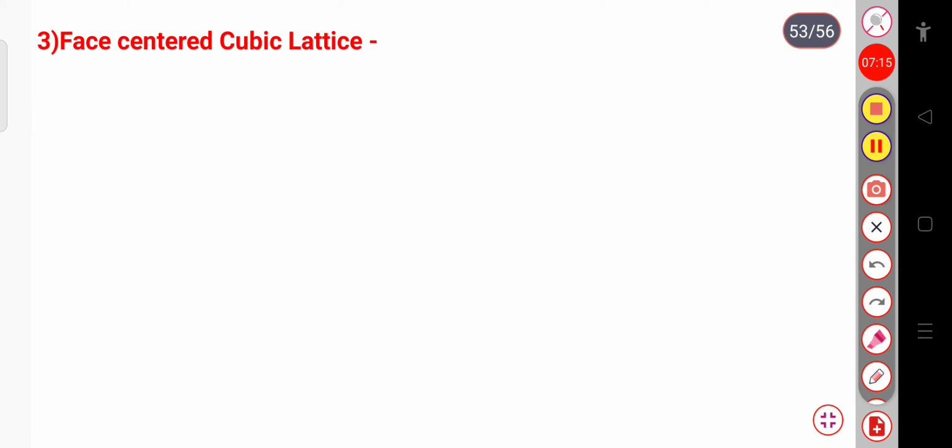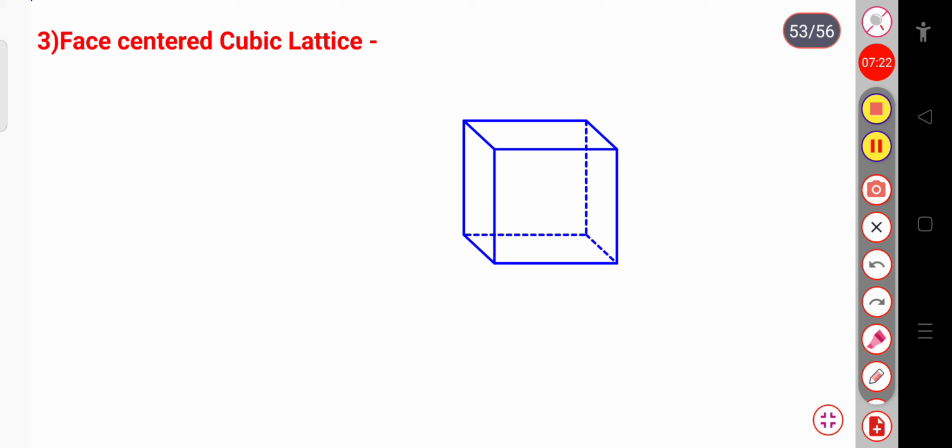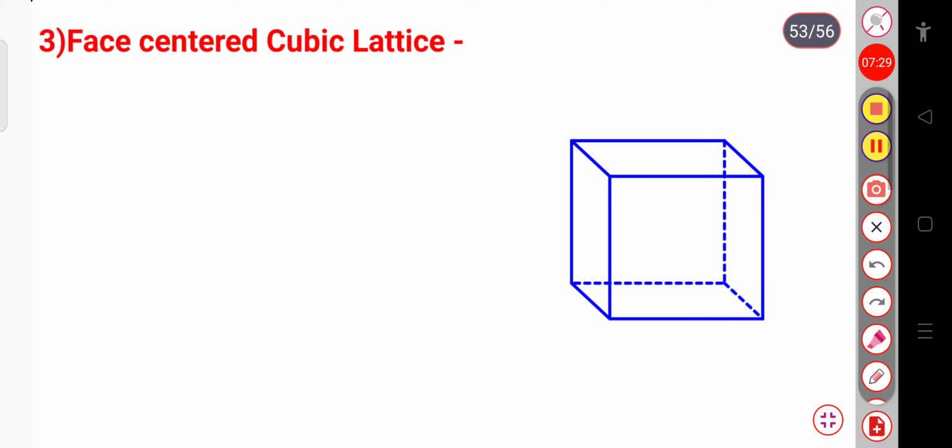Now we will see for the face centered cubic. So for a face centered cubic lattice, let me draw a cube first. This is a cubic lattice having each side a, and in case of a face centered cubic lattice, all the corner atoms are present at the 8 corners. 8 atoms will be present, and there are 6 faces of the cube. So at each face there will be an atom.